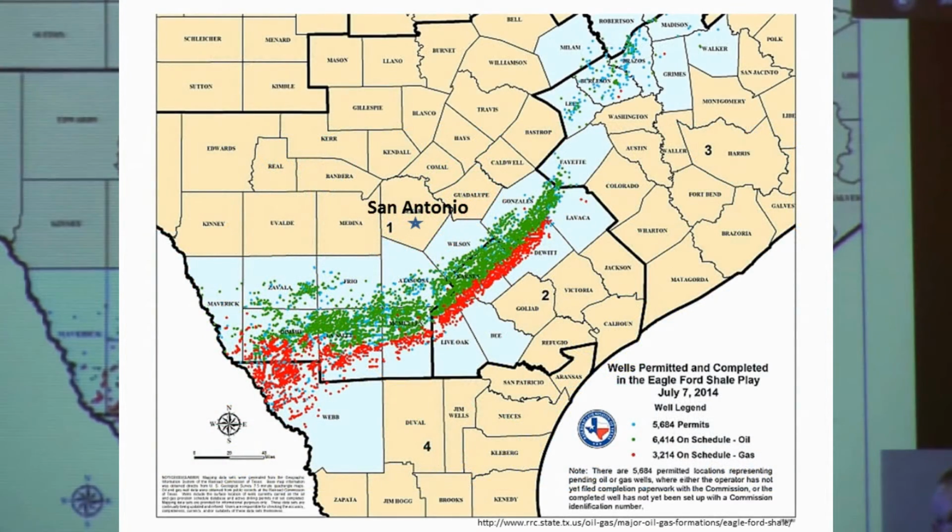This is a map of July 7, 2014, updated from the Railroad Commission. San Antonio location, Wilson County, where the Floresville monitor is. The highest density is in Karnes County and neighboring counties. What we have done is we picked this area and said, let's look at air mass trajectories that go through this area after having passed the coastline and analyze them for their change in mixing ratio for ethane as a marker for the development of oil and gas in this area.